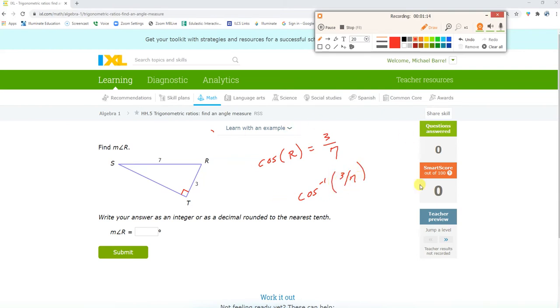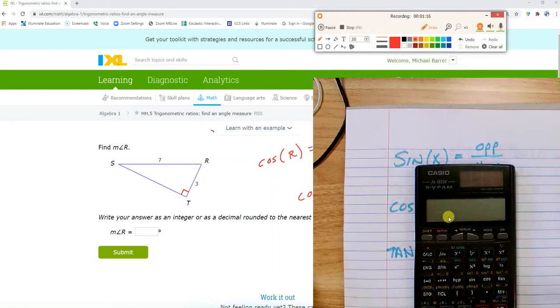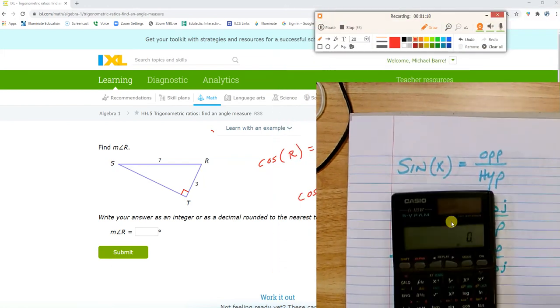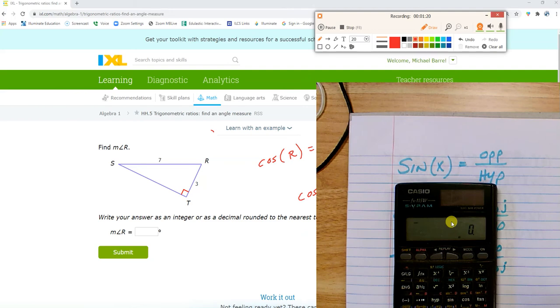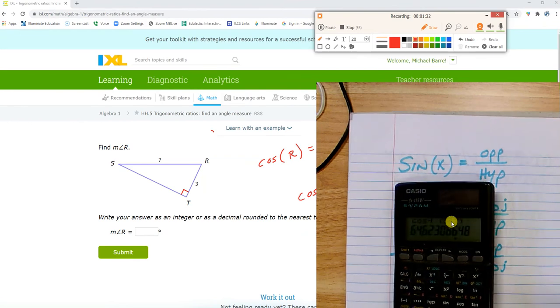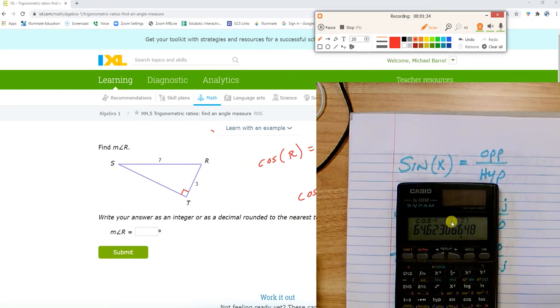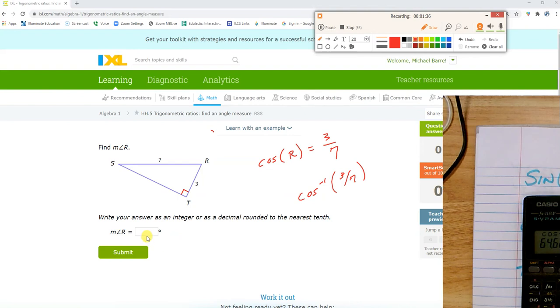How do I do that? Let me show you my calculator. So, second function, inverse cosine, parentheses, 3/7. And that gives me 64.6. There's probably some rounding going on. 64.6 with the rounding.